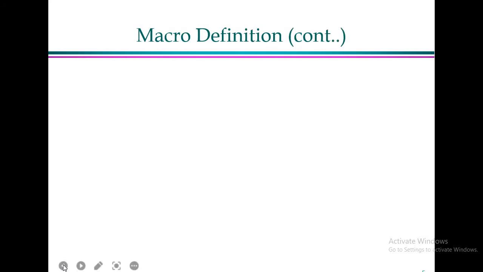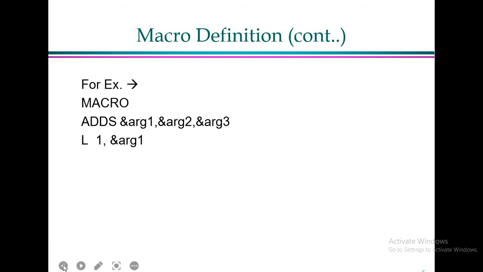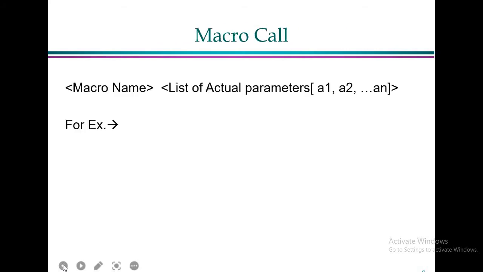In between MACRO and MEND the macro definition is there. See the example here, the MACRO keyword is there and after the MACRO keyword ADDS is there. This ADDS is nothing but the name of the macro. Then formal arguments, argument 1, argument 2 and argument 3 are given. And this LAST is nothing but the definition of the macro, and lastly MEND, which shows the end of the macro.